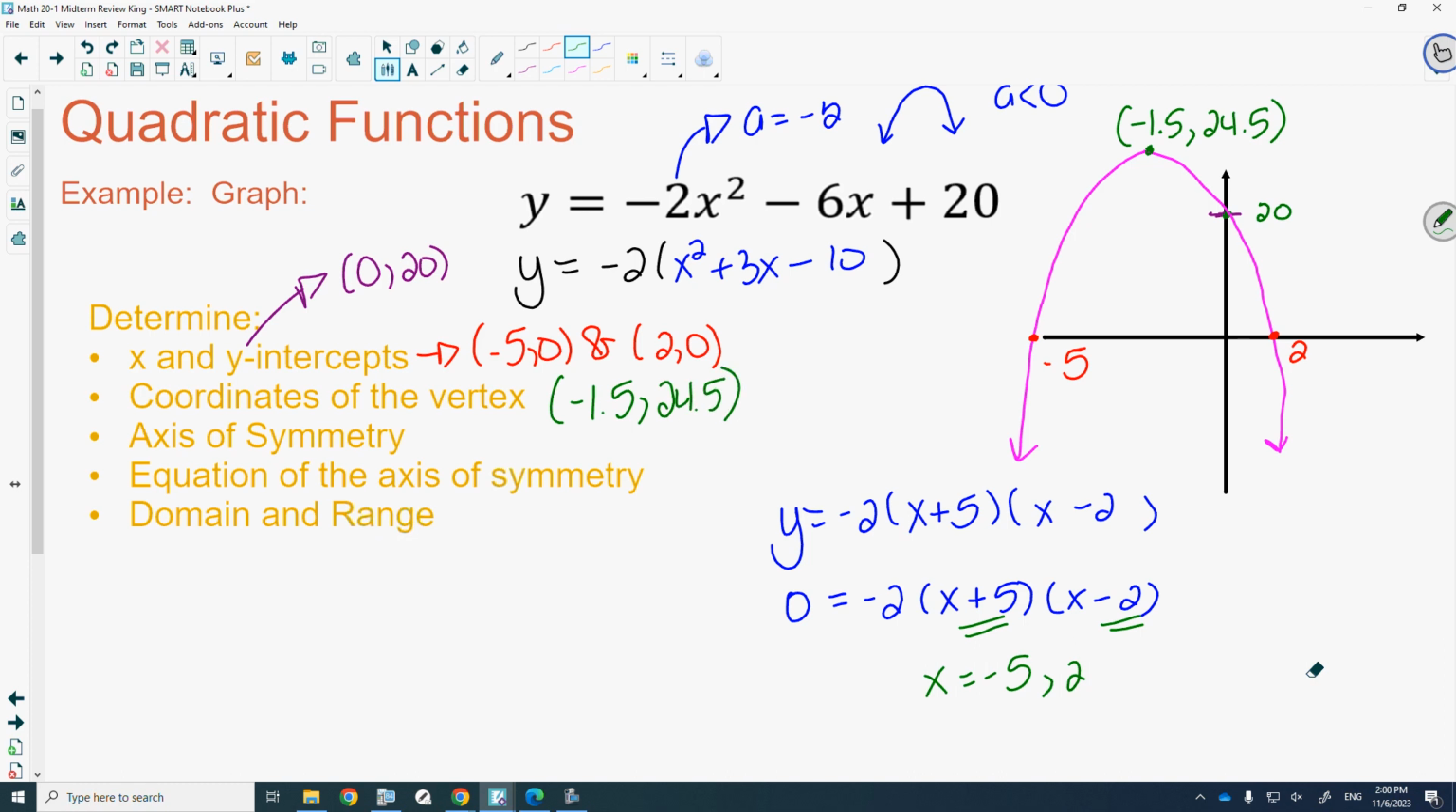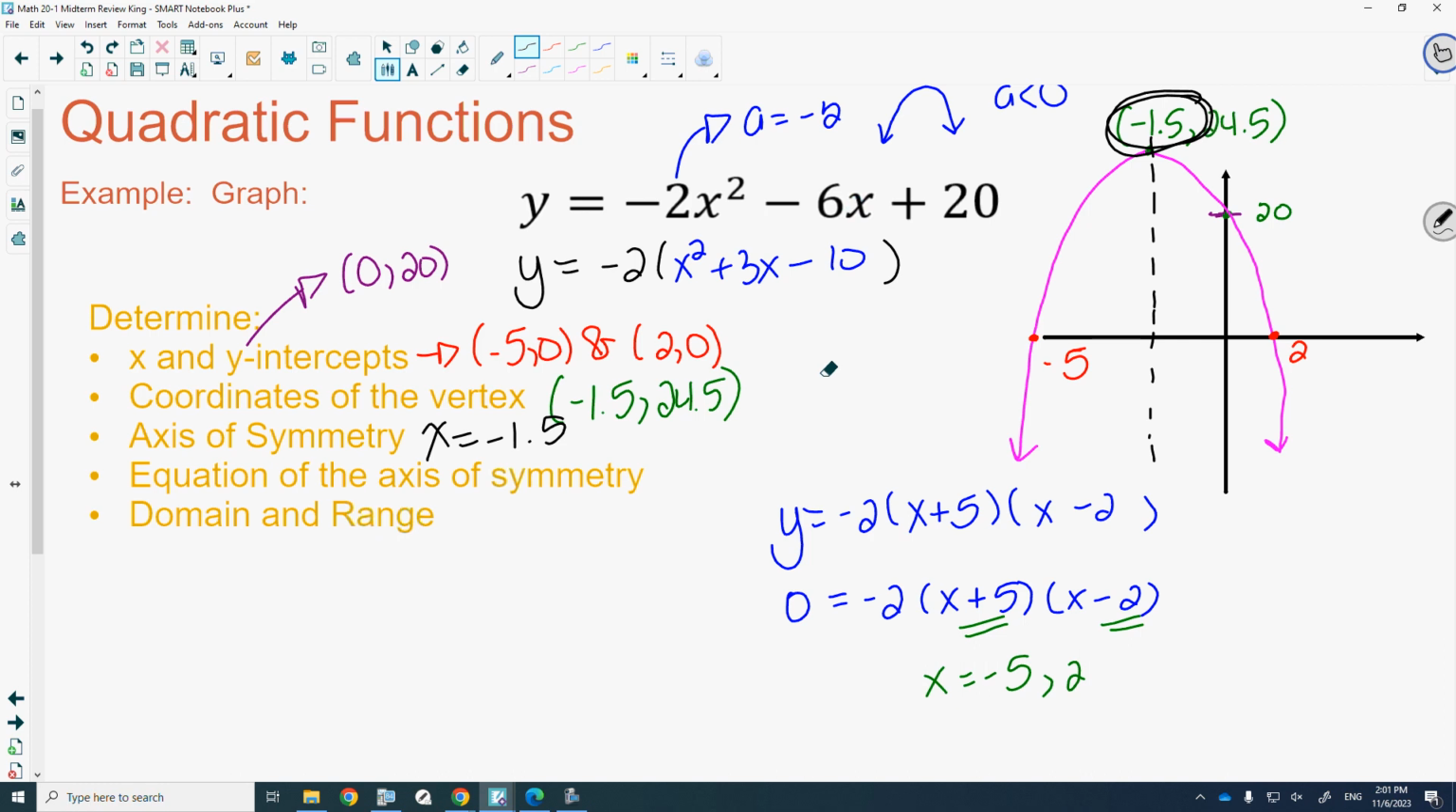Okay, so that's the coordinates of the vertex. The axis of symmetry comes from the vertex. Quadratics, or parabolas, are symmetric. This would be my invisible axis of symmetry, and the equation of that line always comes from the x value of the vertex. So the equation of that line would be x is equal to -1.5. That's the equation of the axis of symmetry.